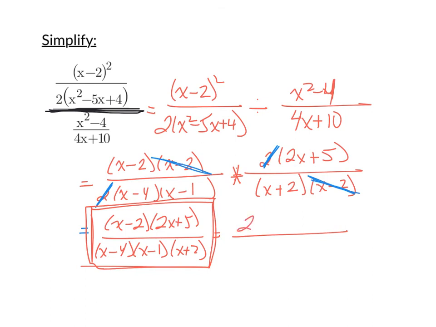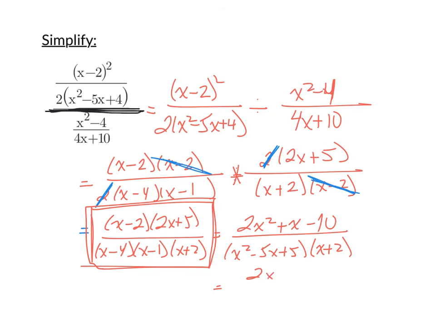If you do, you would multiply the numerator out into 2x squared, plus 5x and minus 4x, which leaves me with plus 1x minus 10. In the denominator, we got x squared minus 5x plus 4, and that still has to be multiplied by x plus 2.